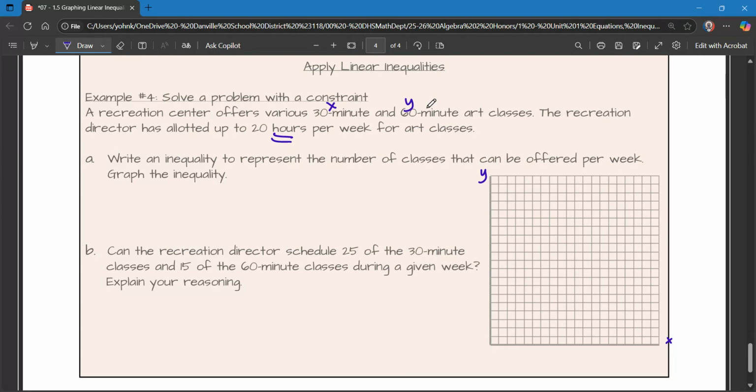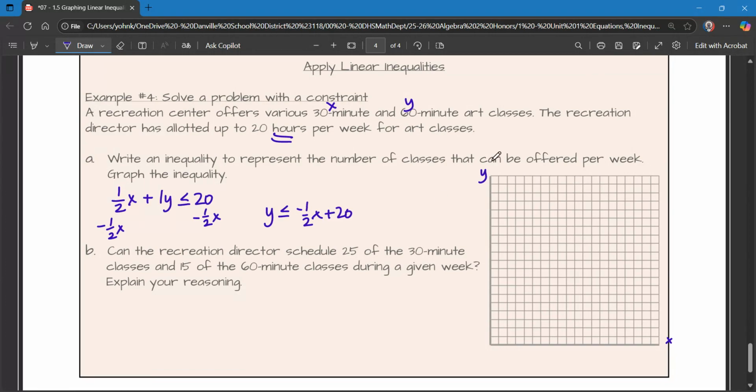Let's change everything to hours. It'll make it a lot easier. So if I have 30-minute classes, that's a half an hour, X. Plus, if I add 60-minute art classes, that's an hour apiece, Y. And I have up to 20 hours a week for classes, so less than or equal to 20. 1/2 X plus 1Y is less than or equal to 20. Solve for Y because that is the variable that we put on the vertical, which means subtract 1/2 X. So Y is less than or equal to negative 1/2 X plus 20. So now I can graph this.